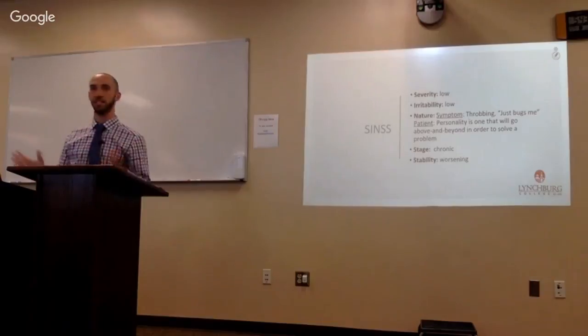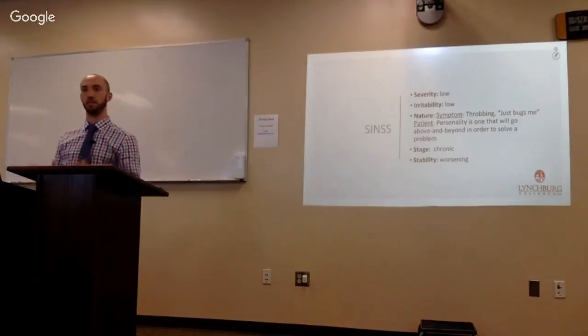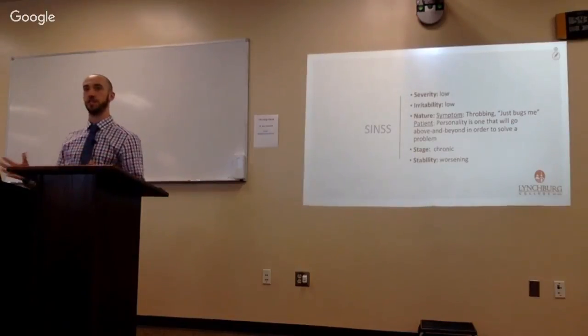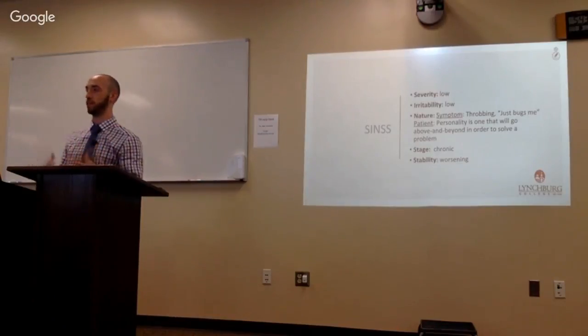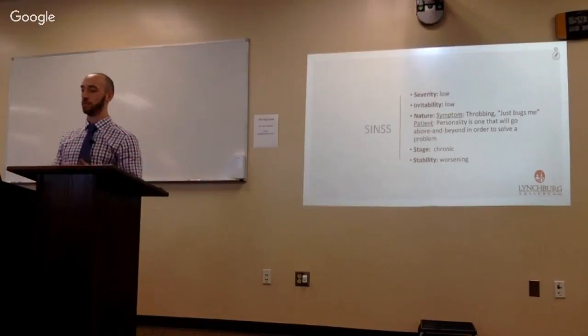So looking at his SINS, I just use this to gauge the vigor of my examination. He described his severity as low, and the irritability was low. The nature of his symptom was something that was throbbing, something that just bugged him. Research suggests that it's also important to look at the nature of the patient, because this is going to come into play a little bit later, where he, right off the bat, is a personality that just wants to attack the problem and get rid of it before it becomes anything worse. The stage was chronic and it's worsening.